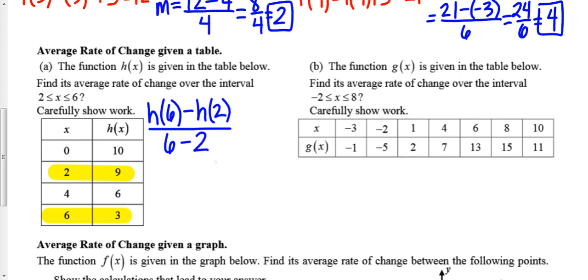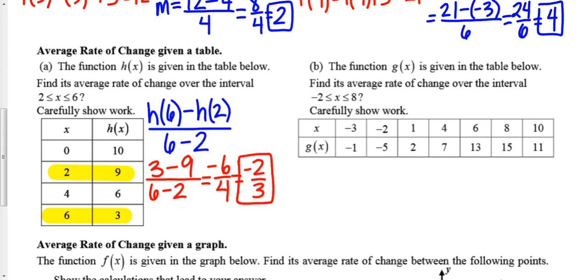So again, when my x value is 6, my y value is 3, minus, from the formula, when my x value is 2, my y value is 9, all divided by 6 minus 2. Then we can simplify. We have negative 6 over positive 4, which simplifies again to negative 3/2. We're leaving all of our values as fractions unless otherwise noted.